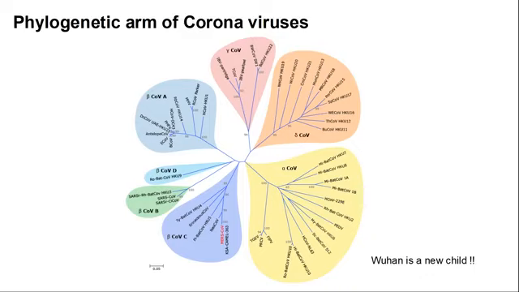But the virus can mutate, and there's always natural selection and survival of the fittest, as per Darwin's theory. So now let's look at the phylogenetic arm of coronaviruses. Actually, the family of coronaviruses has a lot of viruses. They have 50 viruses, alpha, beta, delta, a lot of viruses.